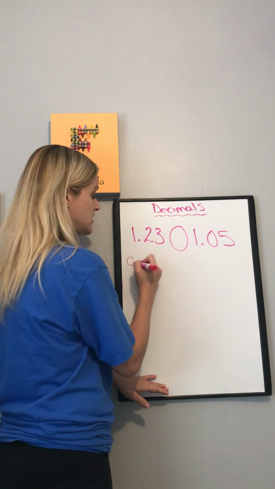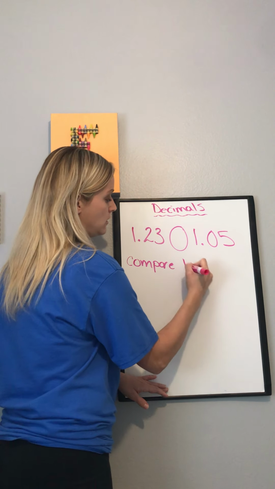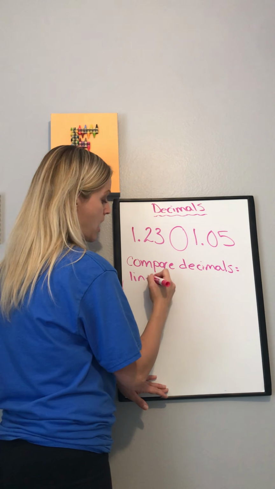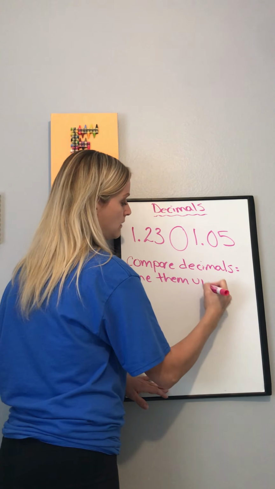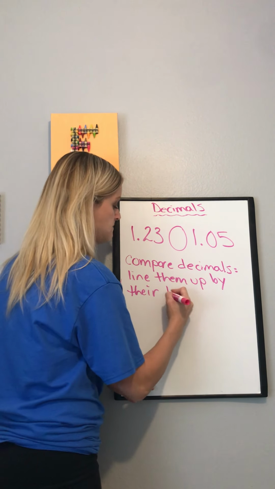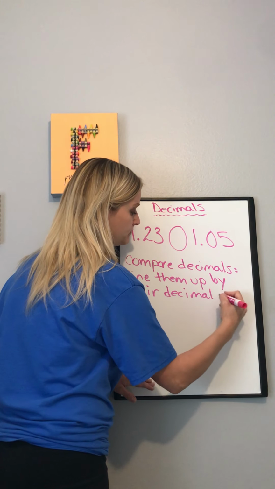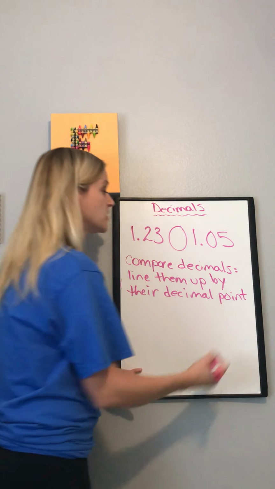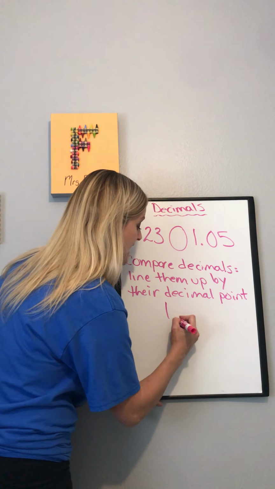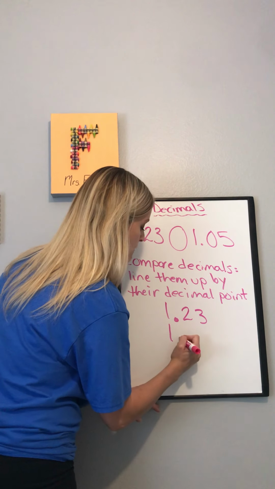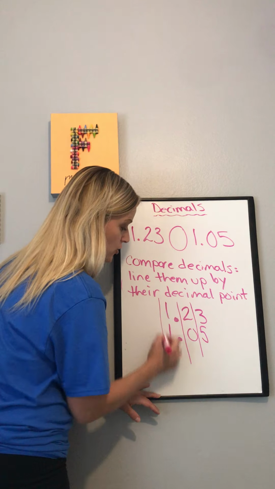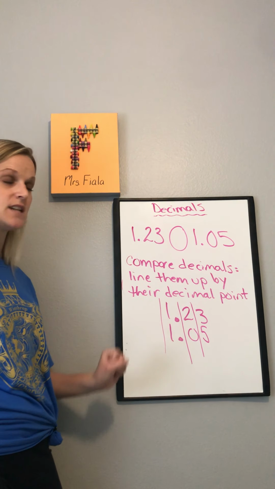When we compare decimals, we need to line them up by their decimal points. Okay? So that means I'm going to take 1.23 and 1.05 and I'm going to line them up by the decimal point. So my decimal points should line up exactly. If you want to, you can put lines to make sure you're lining it up. Okay, my decimal points lined up.